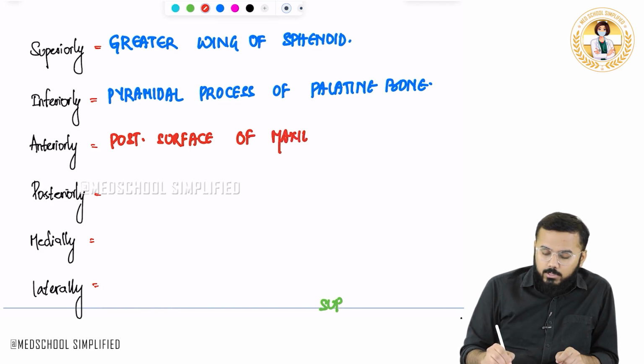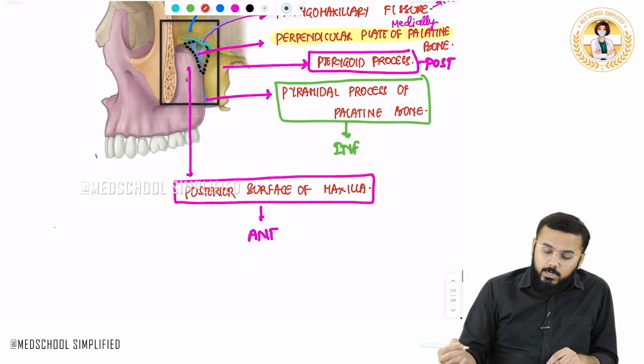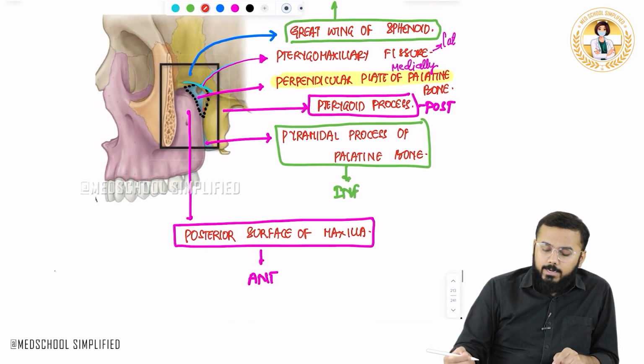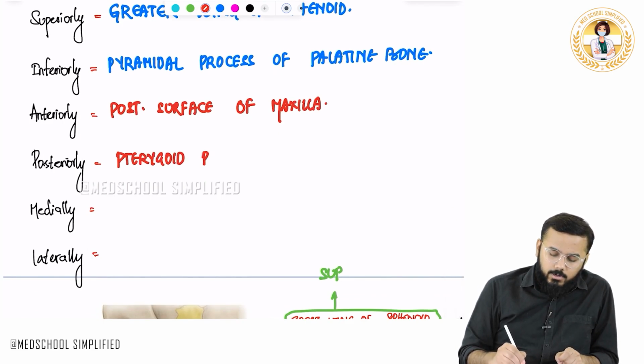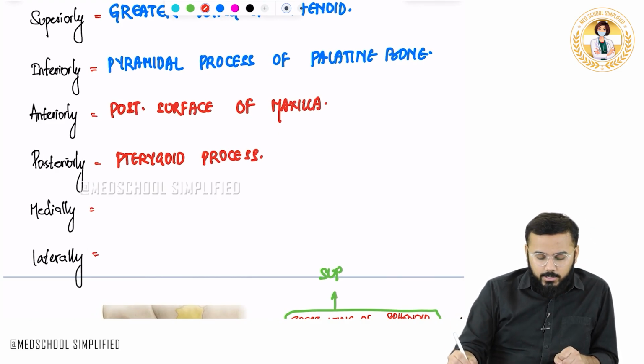Anteriorly you have got the posterior surface of the maxilla, and posteriorly what do you have? Posteriorly you have got the pterygoid process, okay.